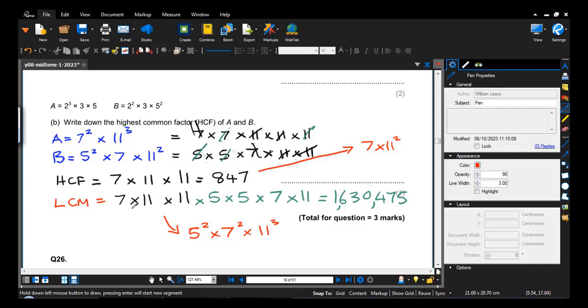Now, the LCM, we have 5 squared, 7 squared, and 11 cubed. So for the LCM, they don't have to be common, okay? So the factors don't have to be common. So it's literally the highest power of any number there. So we have a 5 here, it doesn't matter if it's not on the top, in this case. 5 here, the highest power is 2, 5 squared. 7 here, what's the highest power? 2, it's that. 11 here, what's the highest power? 3, now it's that.